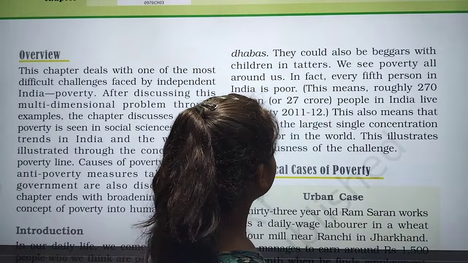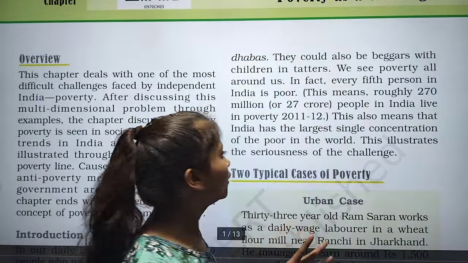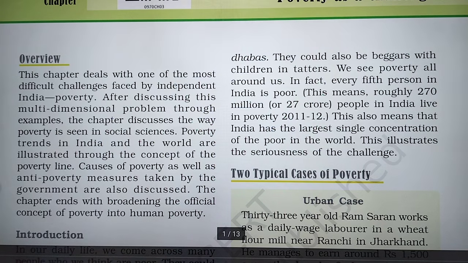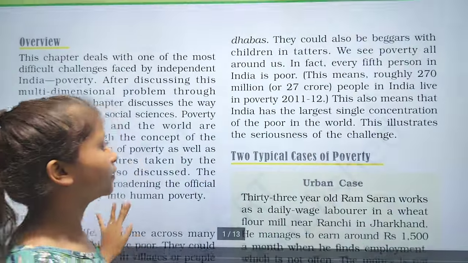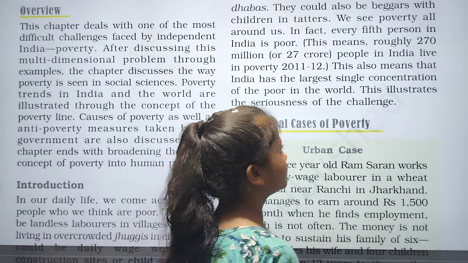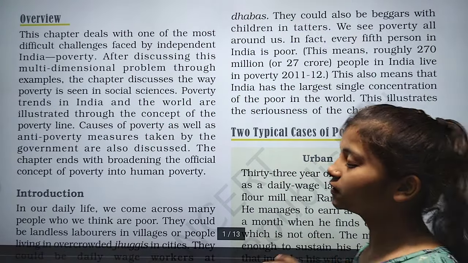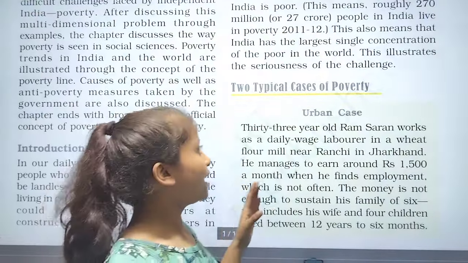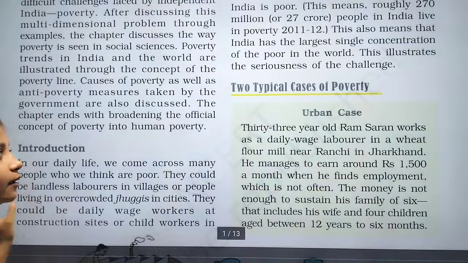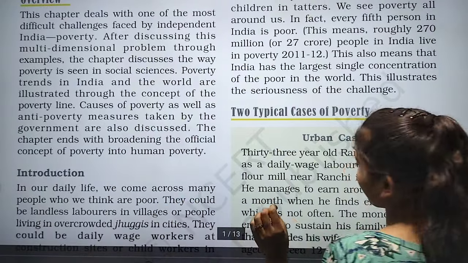This also means that India has the largest single concentration of the poor in the world. This illustrates the seriousness of the challenge, that is poverty. Now, two typical cases of poverty are given. The first one is from the urban areas, so let's see.